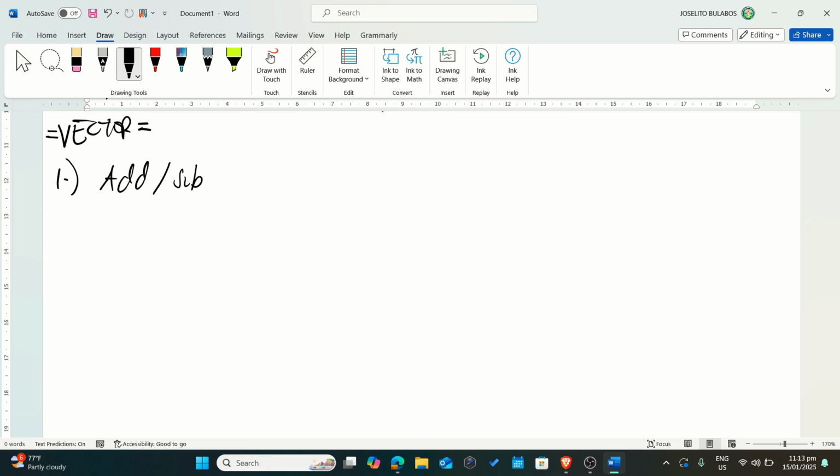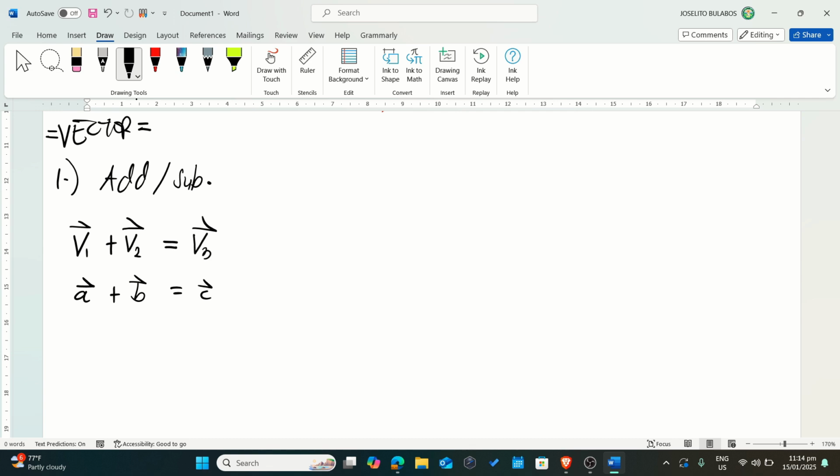and subtraction. Suppose you have vector 1 plus vector 2. This should be equal to vector 3, or say vector A plus vector B equals vector C.